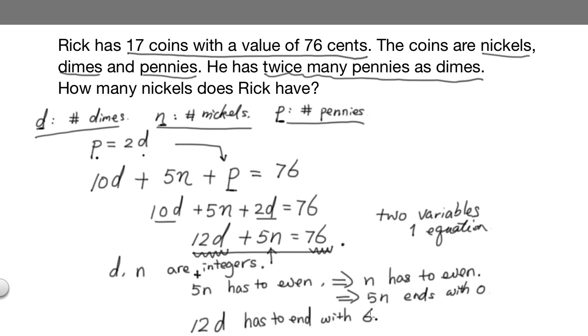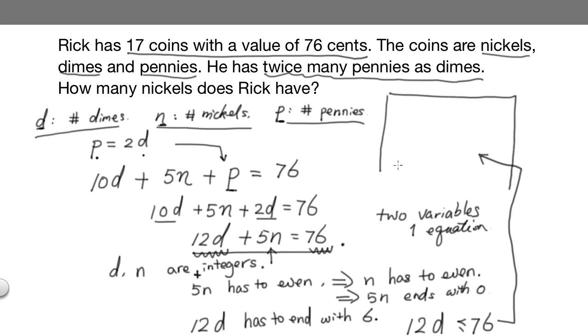And we know that 12D has to be less than or equal to 76, because 12D plus 5N equals 76. Okay, let's continue here. So 12D is less than 76, and 12D ends with a 6.